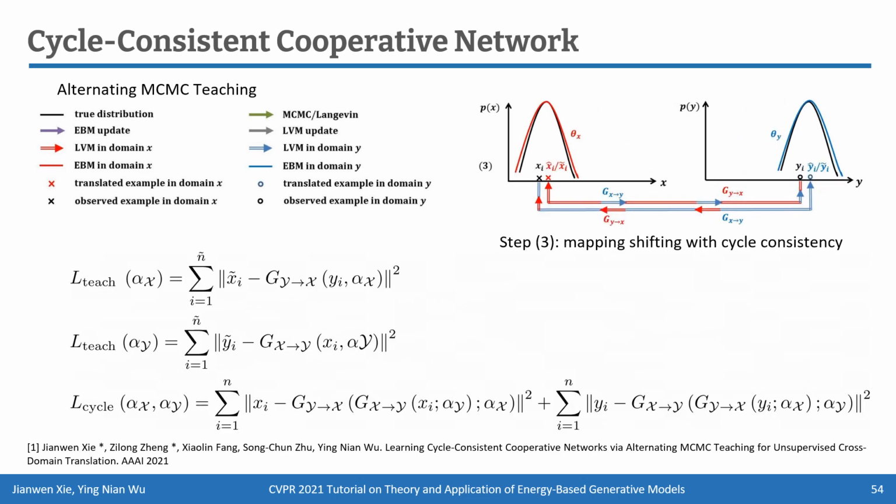Step 3 is about how to update the translator or generator G. Each translator G is trained with MCMC teaching laws, which means they shift their mapping to the EBMs. We also align these two mappings by enforcing G_Y to X and G_X to Y to be inverse functions of each other. This amounts to adding a cycle consistency loss in practice.